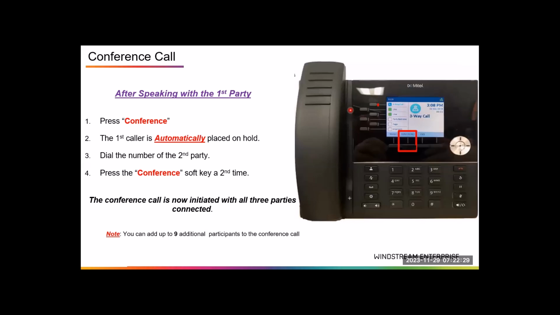Now, if you don't want that to happen, if you just want to leave yourself from the call, you have to press the end soft key. You press end from your phone so that it will only disconnect you from that call. Placing the handset back to the phone, this will totally end the call for everyone, for all those you added. All right, so that's how you do conference.